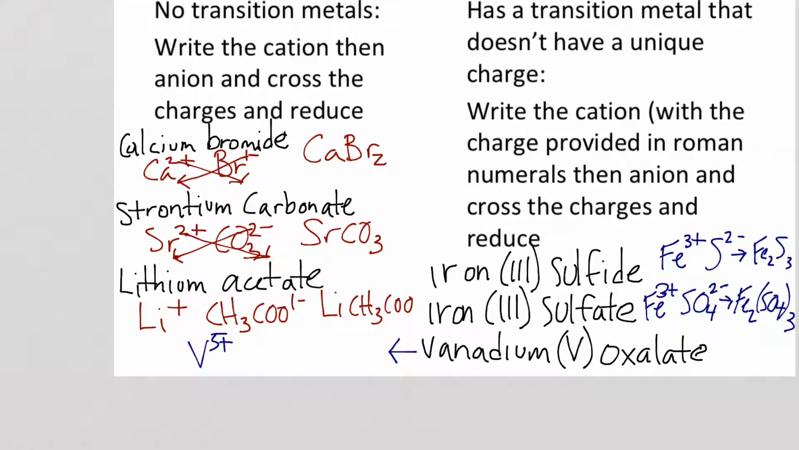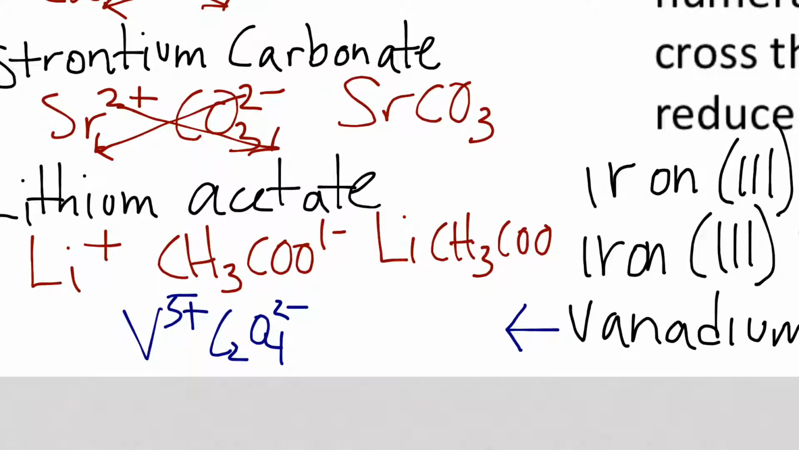And oxalate is not oxygen. I'm looking at my periodic table on the back. I see oxalate is C2O4, a nice polyatomic ion, and it's 2-. Double check that. Yep. So crossing the charges, I get vanadium with 2 of those, and then our oxalate, again in our parentheses, crossing down the charges there.